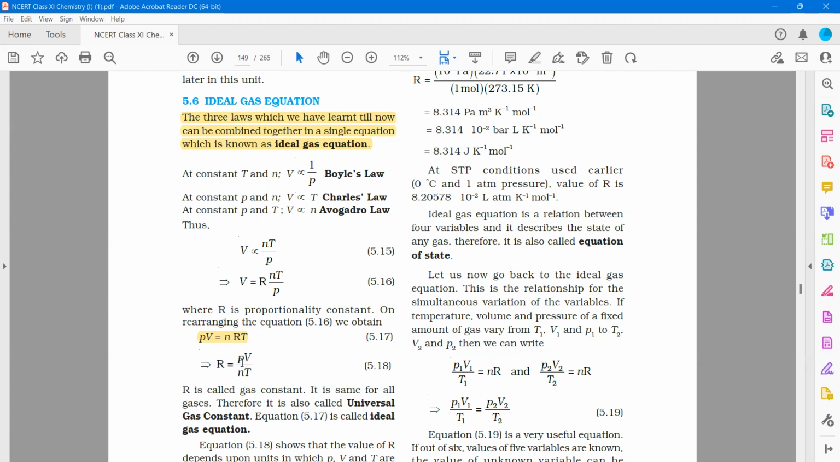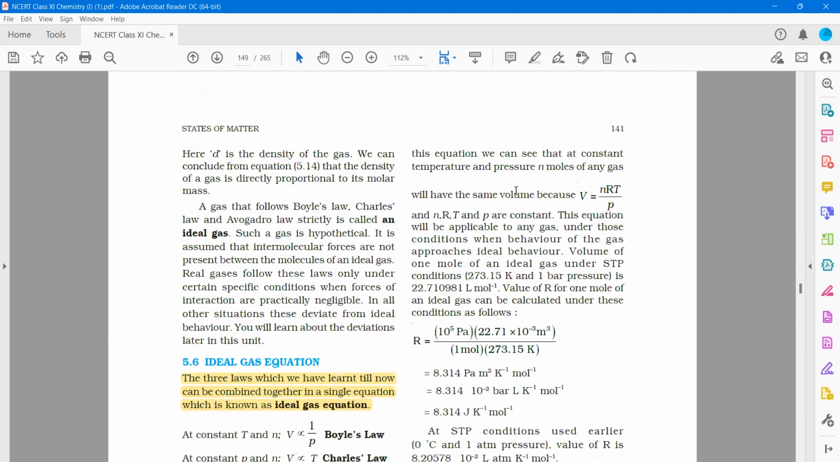So at any temperature, if we put any three variables a particular value, that is what is written over here. At constant temperature and pressure, n moles of any gas will have the same volume, right? If you are keeping T and P constant, then R is already a constant. So for any n moles of any ideal gas, X, Y, Z, the volume exerted by all the gases will be the same. This equation will be applicable to any gas under those conditions when the behavior of the gas approaches ideal behavior.